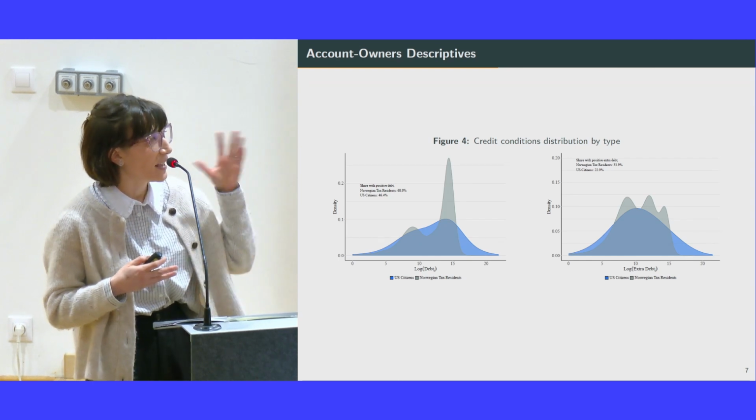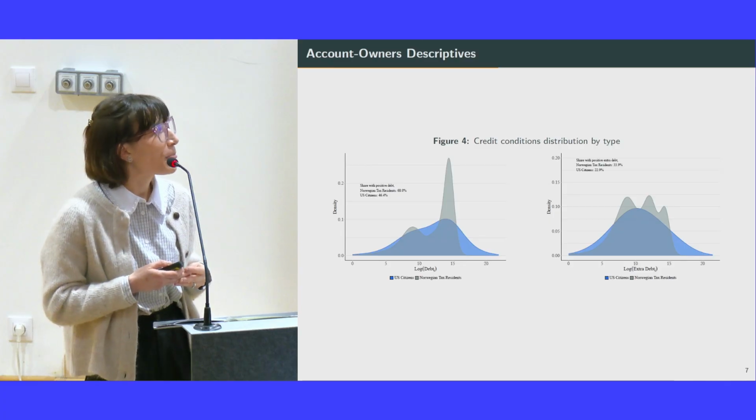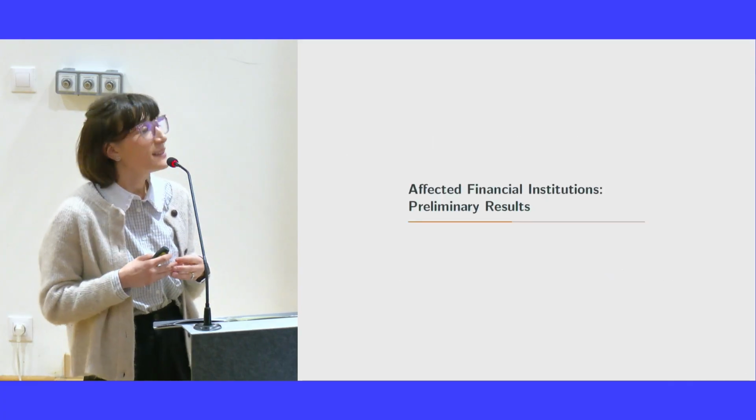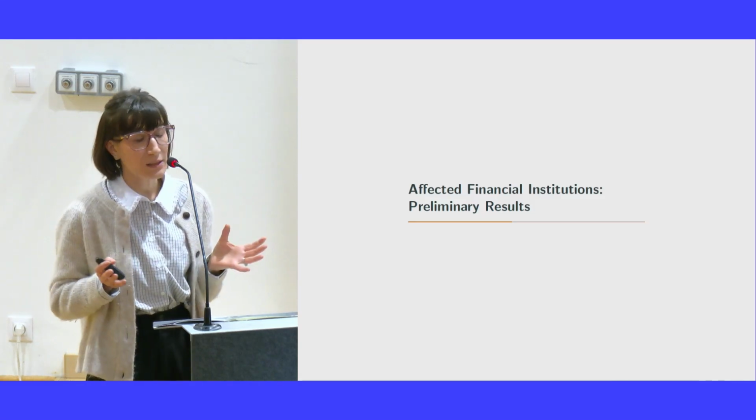This is, again, FATCA reportable individuals in Norway. And then what I'm going to present is a preliminary result on the financial institutions and the cost they bear.